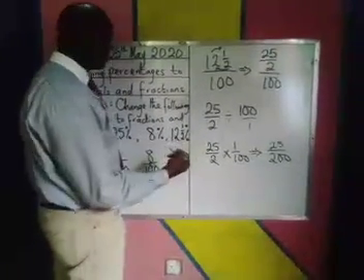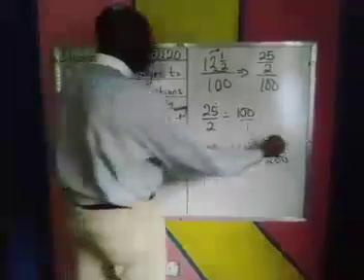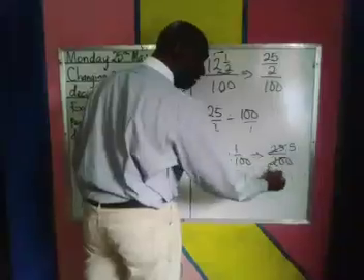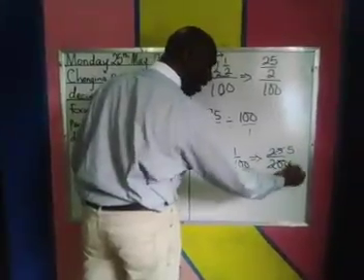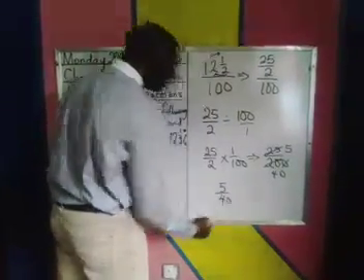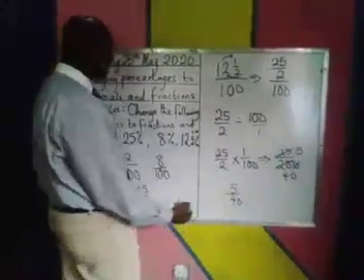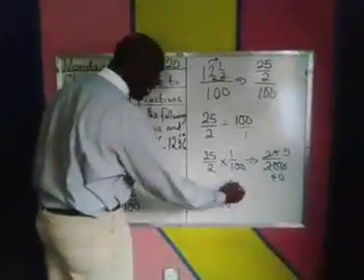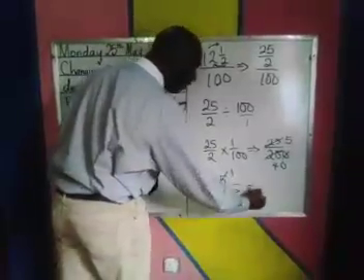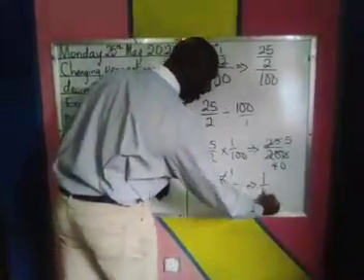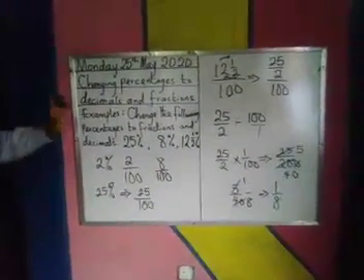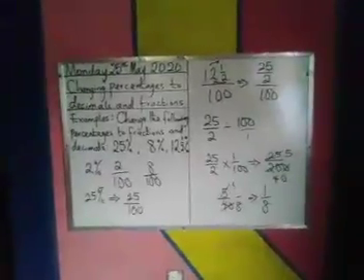And when you have this, what is the next thing to do? 5 can divide 25 how many times? 5 times. 5 can divide 200, that is 40. So you have 5 over 40. But it doesn't end there. What can still divide this 5? 5 can divide 5, 1. 5 can divide 40, 8. So your final answer is 1 over 8. Do you see that? That's the whole process, and that's how they get it.